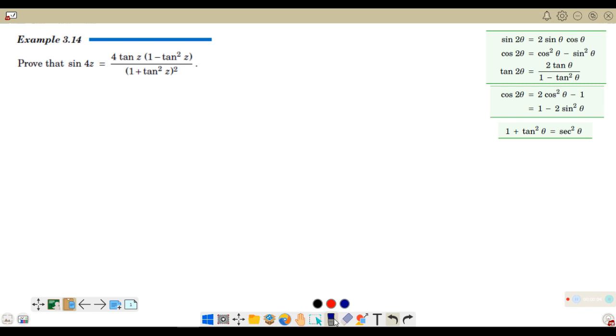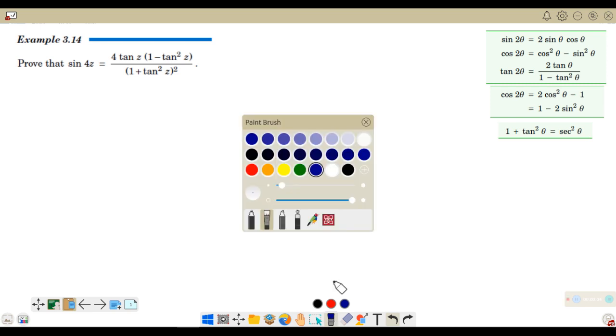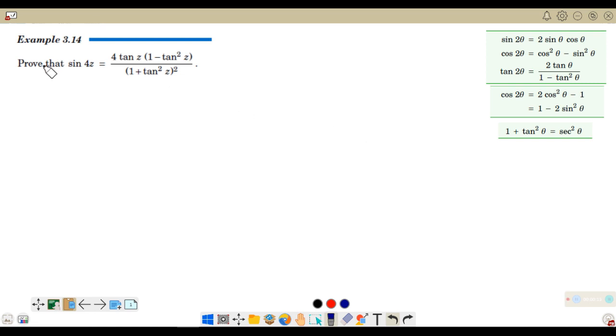This is Miss Rena, and for today's video discussion, we are going to focus on example 3.14 of double angle formulas. This is the second example given in our reference book. We have to prove that sine 4z is equal to 4 tangent z times 1 minus tangent squared z all over 1 plus tangent squared z squared.